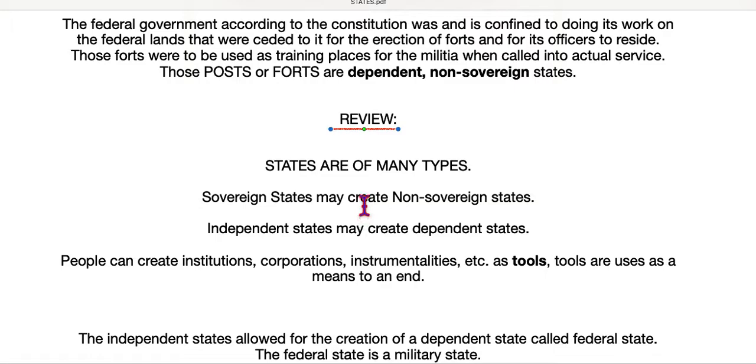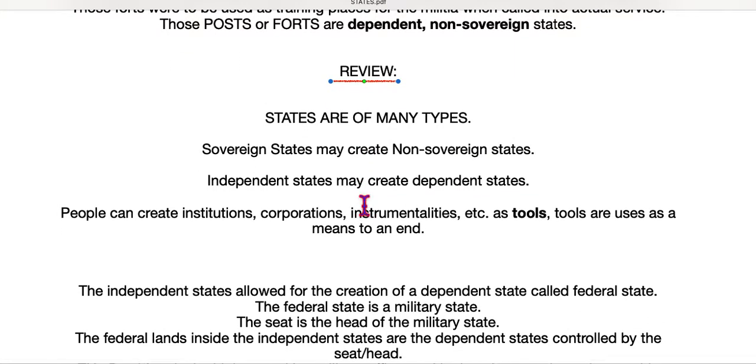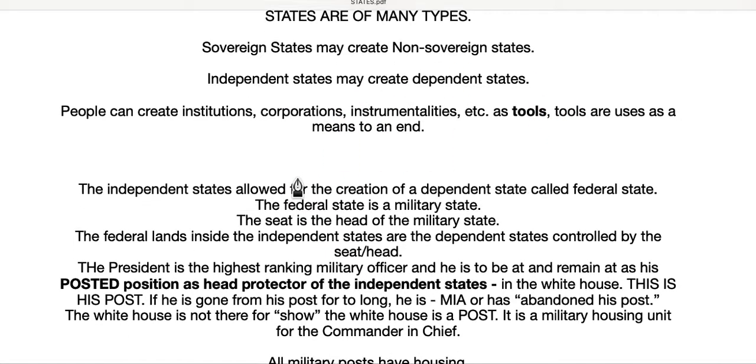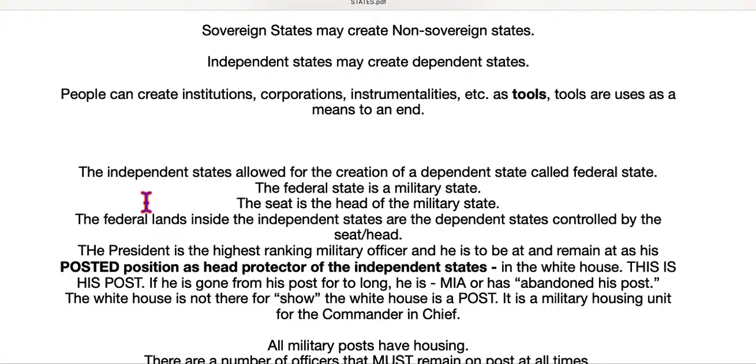Review. States are of many types. Sovereign states may create non-sovereign states, which is the same thing as saying independent states may create dependent states. People can create institutions, corporations, instrumentalities, etc. as tools. Tools are used as a means to an end. So institutions, corporations, and instrumentalities are tools, and tools are used as a means to an end to achieve a goal. The independent states allowed for the erection of a dependent state called federal state.